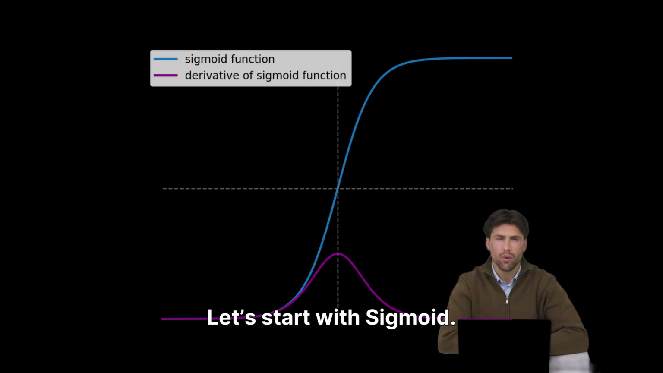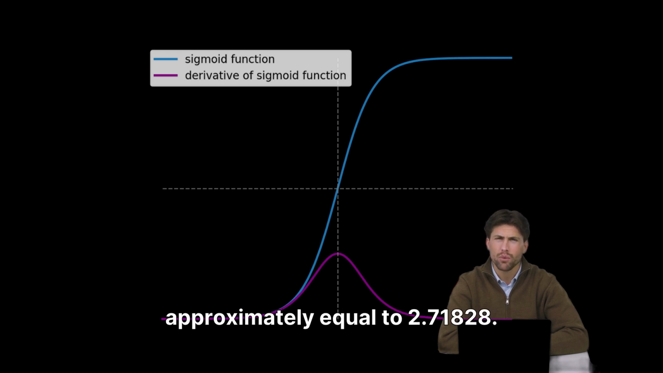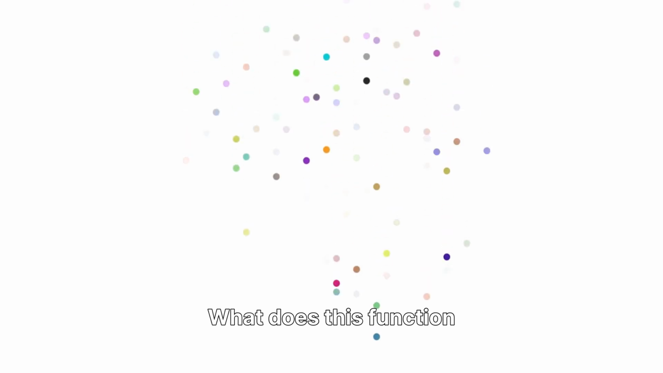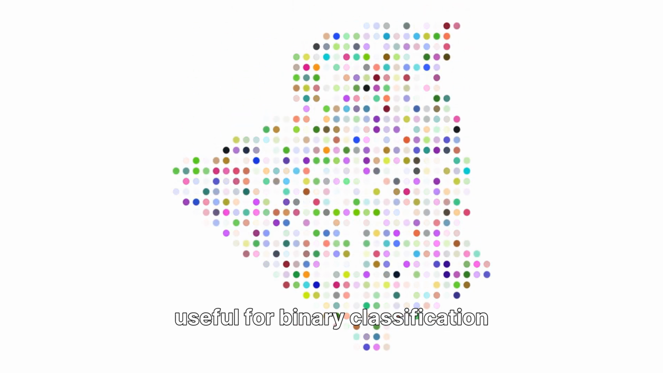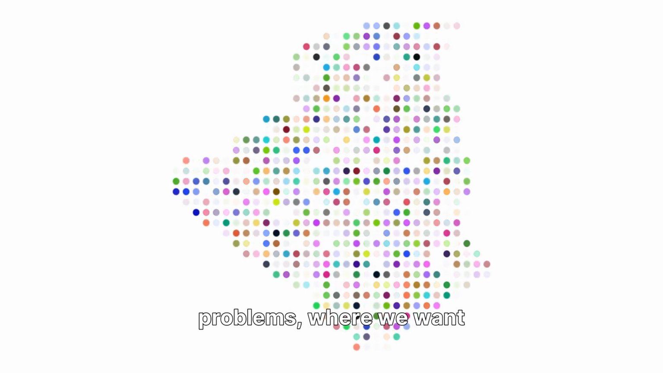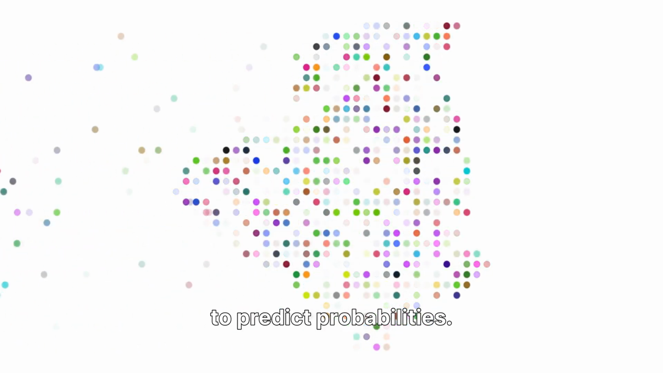Let's start with sigmoid. The sigmoid function is one of the oldest activation functions, and its formula is quite simple. It's defined as f(x) = 1 / (1 + e^(-x)), where e is Euler's number, approximately equal to 2.71828. What does this function do? Well, the output of the sigmoid function ranges between 0 and 1. This makes it especially useful for binary classification problems, where we want to predict probabilities.